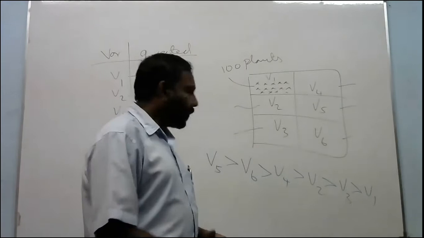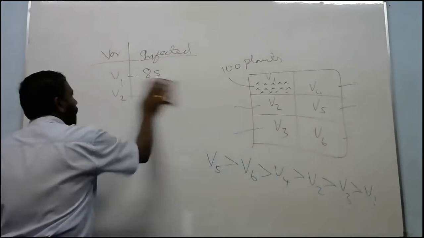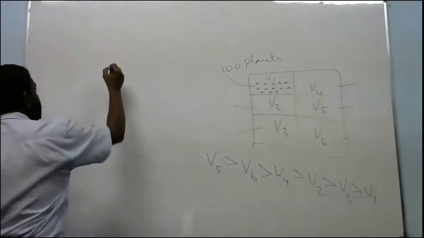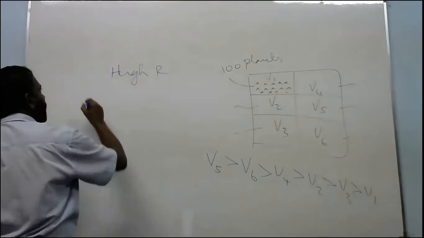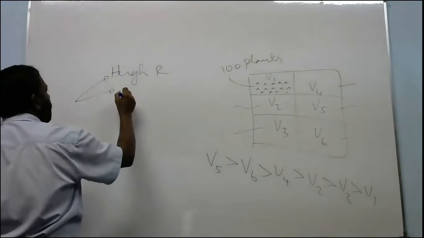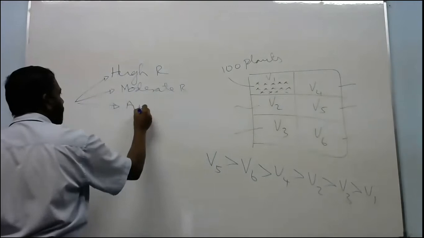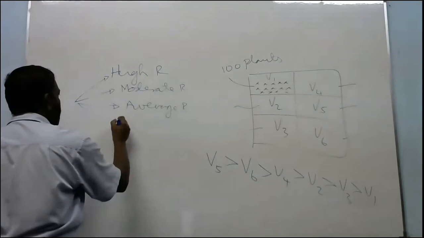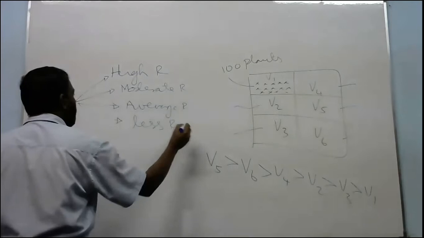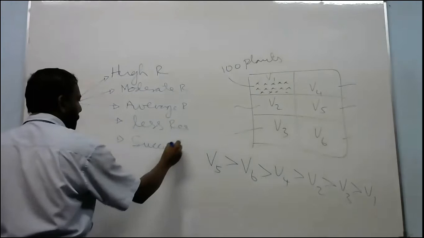So usually, we categorize them in research into different categories. Let's say high resistant, I will put it as HR. Moderate resistant. We can have average resistant. Less resistant, and susceptible. You see, we have categories.